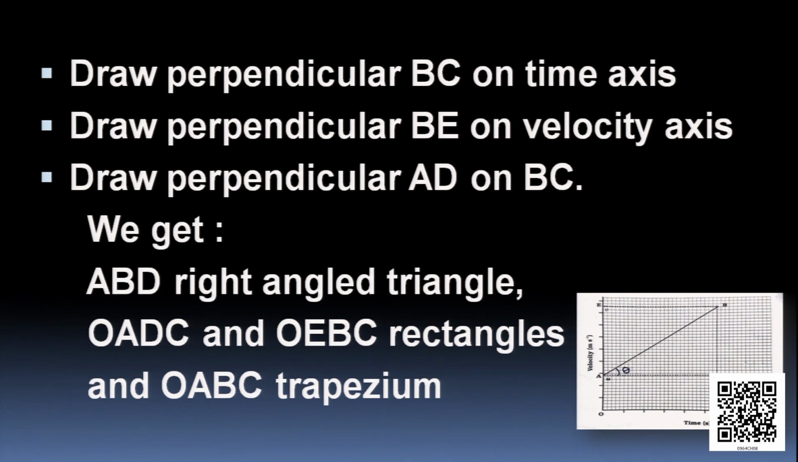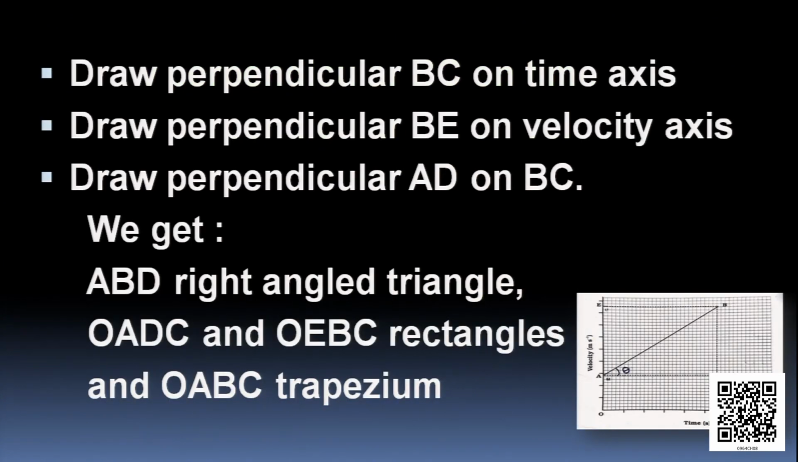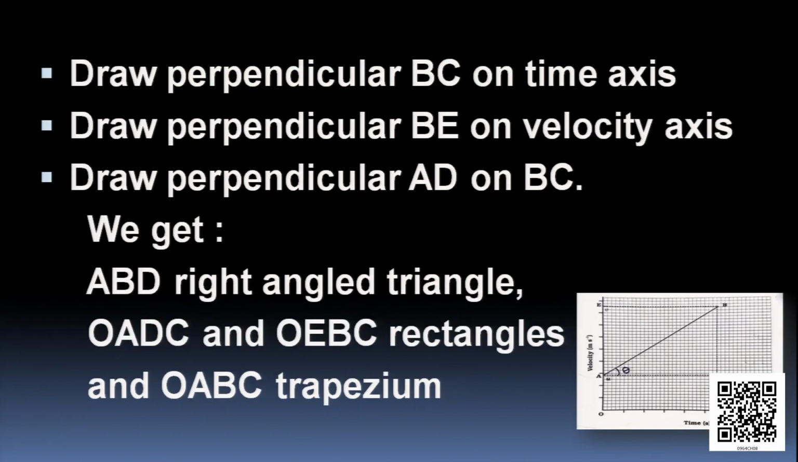Then one more perpendicular you draw. That is perpendicular AD on BC. See, BC is the perpendicular from point B on the time axis. Now you have to drop a perpendicular from the point A on BC. That perpendicular is AD. That's why I have mentioned here, draw perpendicular AD on BC. What do we get? We get the ABD right angle triangle. See the bigger figure. In the ABD right angle triangle, angle BAD is equal to theta.